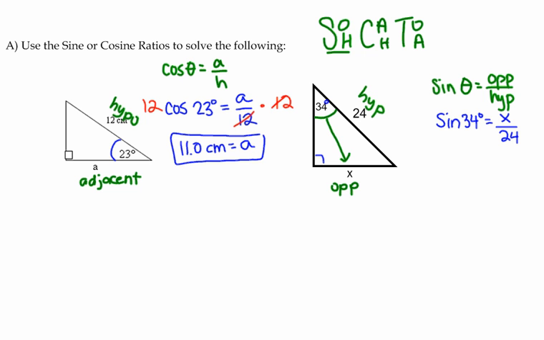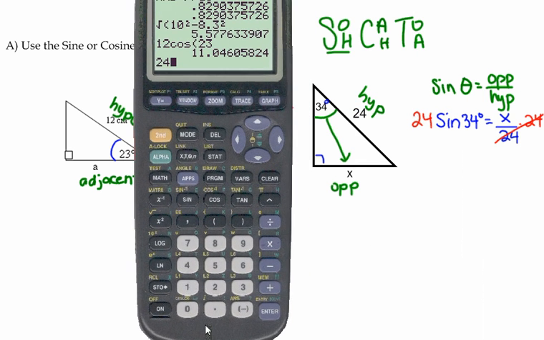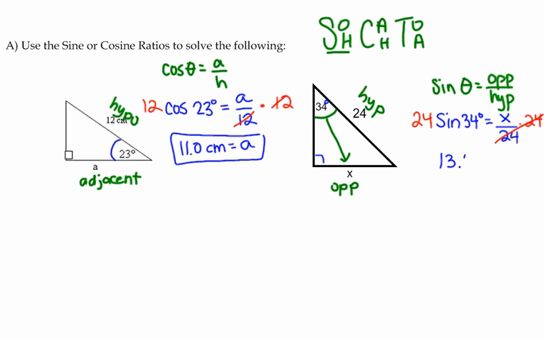Sine 34 degrees equals opposite over hypotenuse, x over 24. So how do we get x by itself if it's being divided by 24? Multiply both sides by 24. You can show the cancellation here. And we get sine 34 times 24, 13.4, just like Taylor said. Awesome.